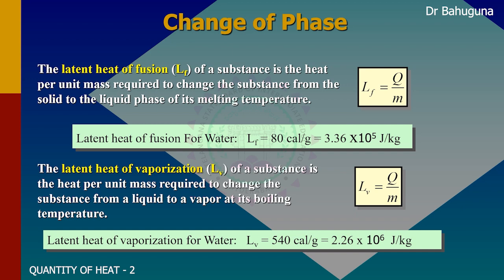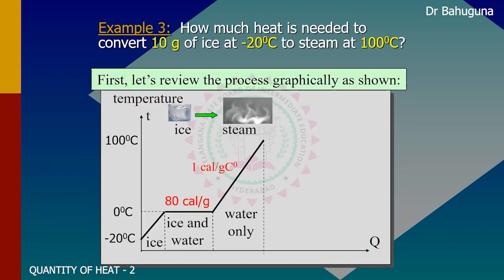Similarly, the formula for L suffix V is equal to Q by M. Q is the quantity of heat energy supplied, M is the mass. Latent heat of vaporization of water is 540 calorie per gram. Here we are taking an example: how much heat is needed to convert 10 grams of ice at minus 20 degrees centigrade to steam at 100 degrees centigrade.